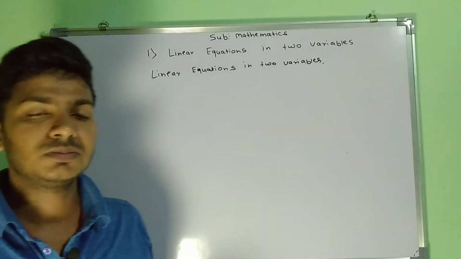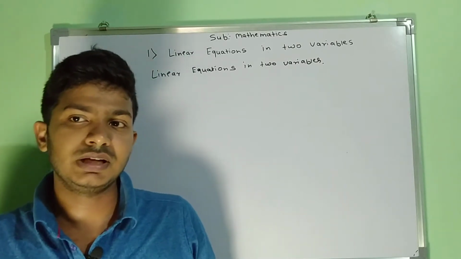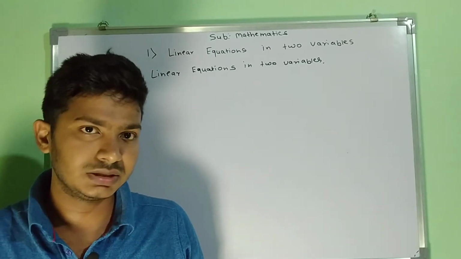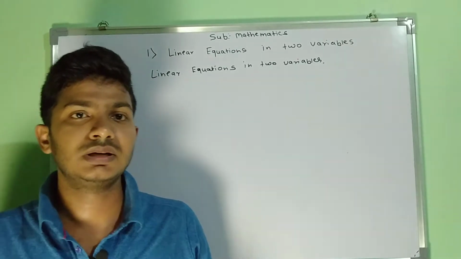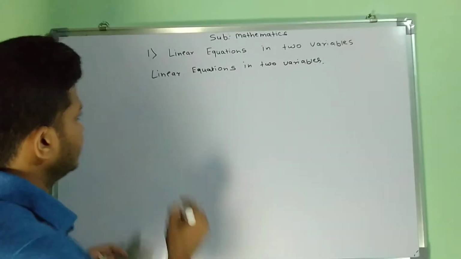Now we will see the definition of linear equation in two variables. An equation which contains two variables and the degree of each term containing variables is 1 is called a linear equation in two variables. Now we will see the general form of linear equation in two variables.